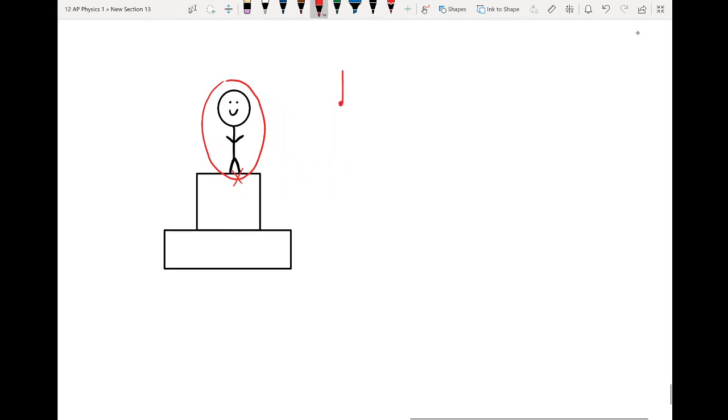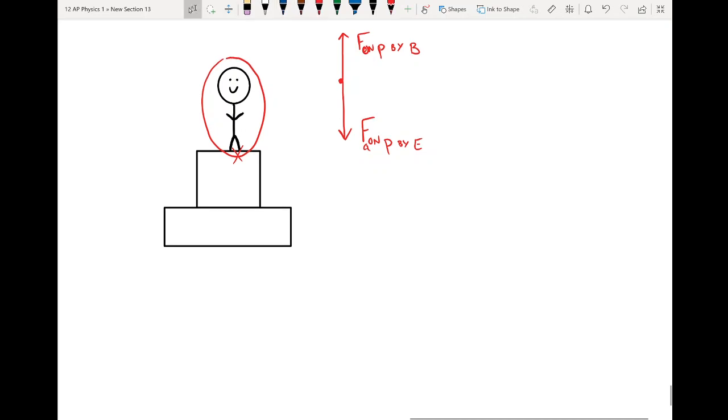I know that I have this upwards force on the person by the box. I'm going to abbreviate these a little bit to help me out. So P is going to be for person, B is going to be for box. Then I also know that I have a downwards force on the person by the Earth. I have this force of gravity that is pulling my person downwards. Okay, cool. So I have labeled all the forces for the person.